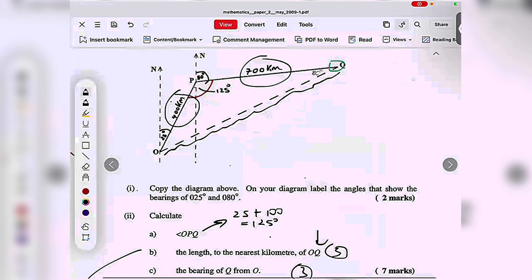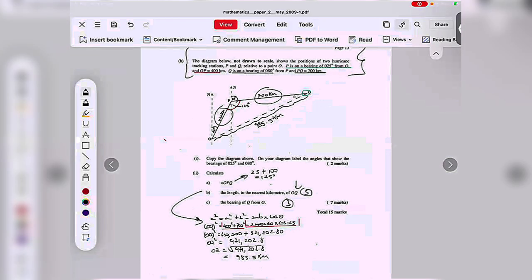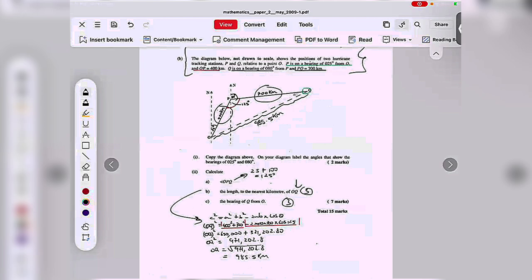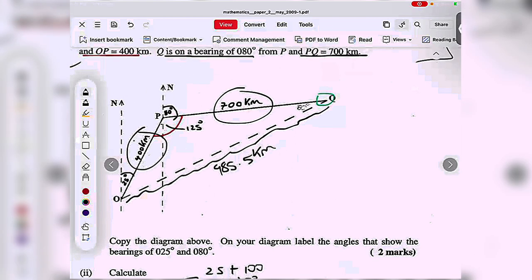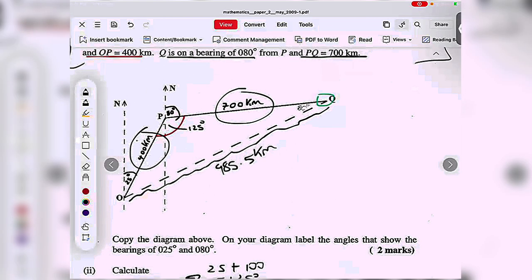So OQ equals 985.5 kilometers. That is correct, and that is it. Next question: the bearing of Q from O. So we want to know where Q is, but you have to measure it from O. So where do we need to put the north line? From Q, go down. So we need a north line at Q.